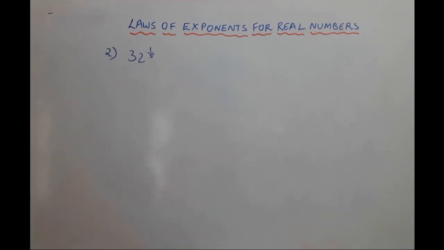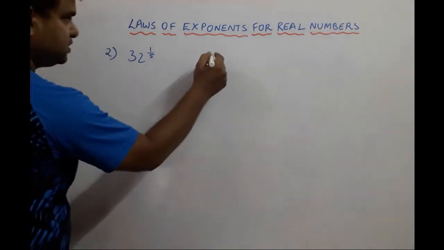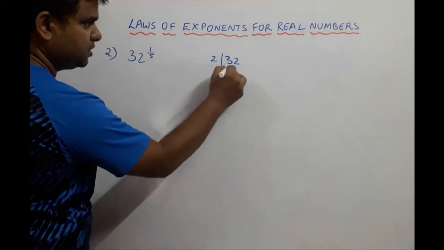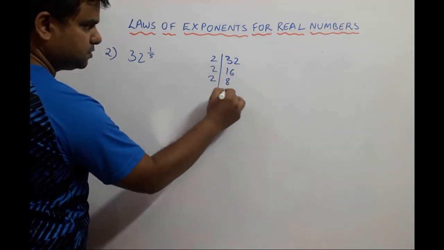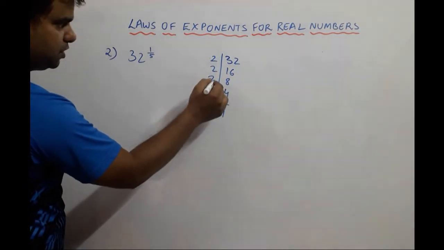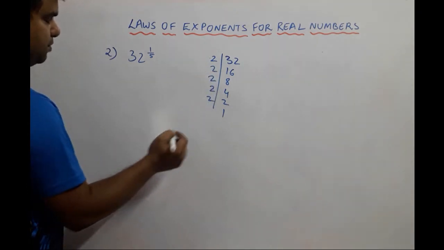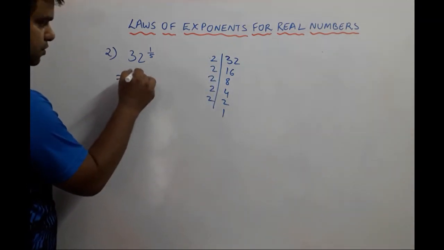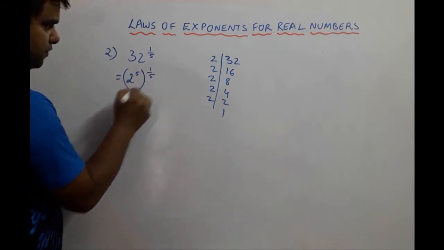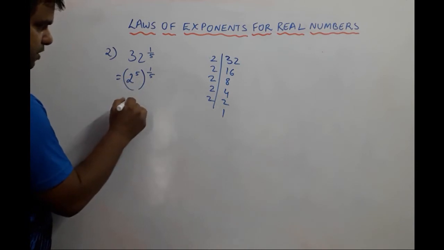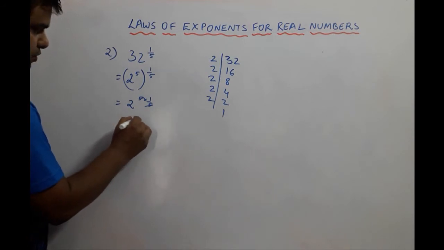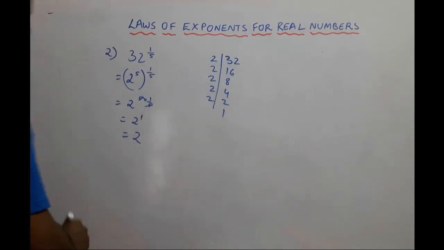Next problem is 32 raised to 1 upon 5. So let us factorize in this case because this is not a perfect square. So 32 again goes with 2 times table. So we have 1, 2, 3, 4, 5. So 2 is repeated 5 times. So we can put it as 2 raised to 5 whole thing raised to 1 upon 5. Powers get multiplied. 5 into 1 upon 5, 5 gets cancelled. 2 raised to 1, which is 2.